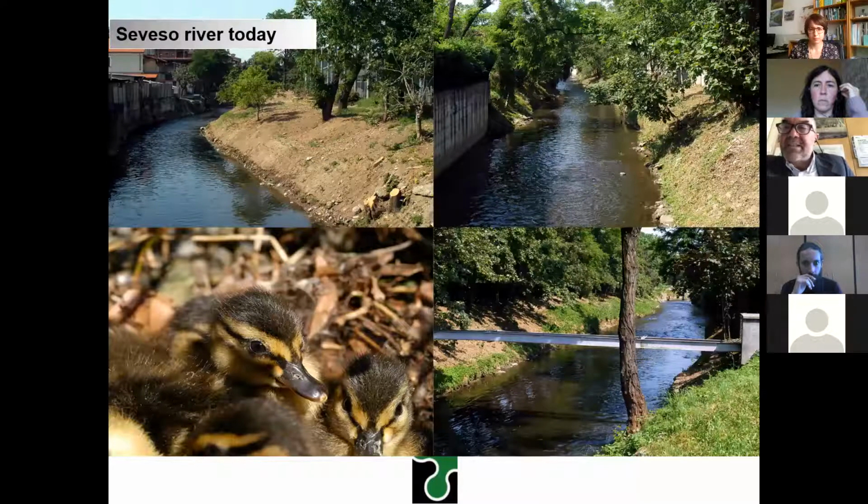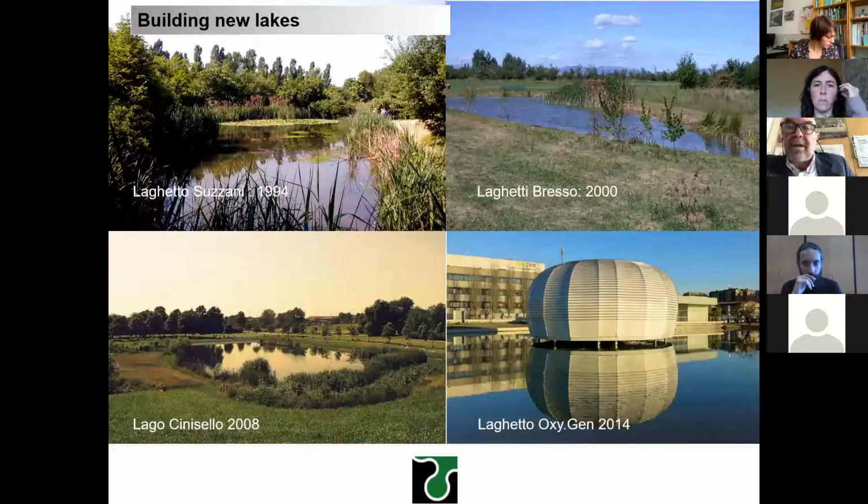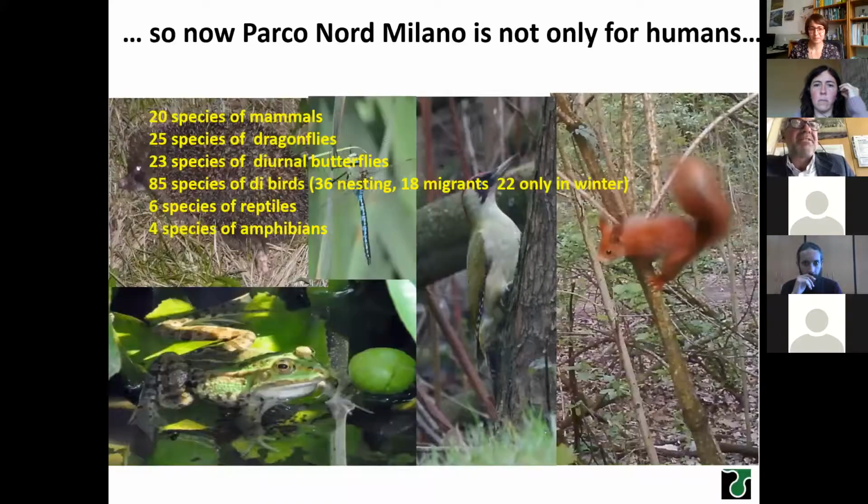We created many lakes, and now I can count 20 species of mammals, 25 species of dragonflies, and 85 species of birds that are also nesting in the park, and some species of reptiles. Then when you create the ecosystem, nature comes without much effort.